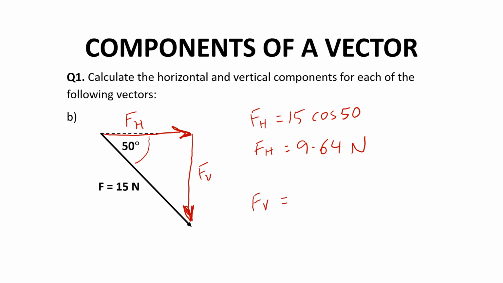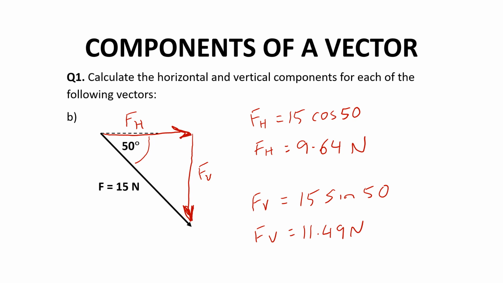And f vertical is opposite to the angle, so we have to use the sine ratio. So sine 50 equals fv over 15. So fv equals hypotenuse, which is 15, times sine theta. And therefore f vertical equals 15 sine 50, which equals 11.49 newtons.